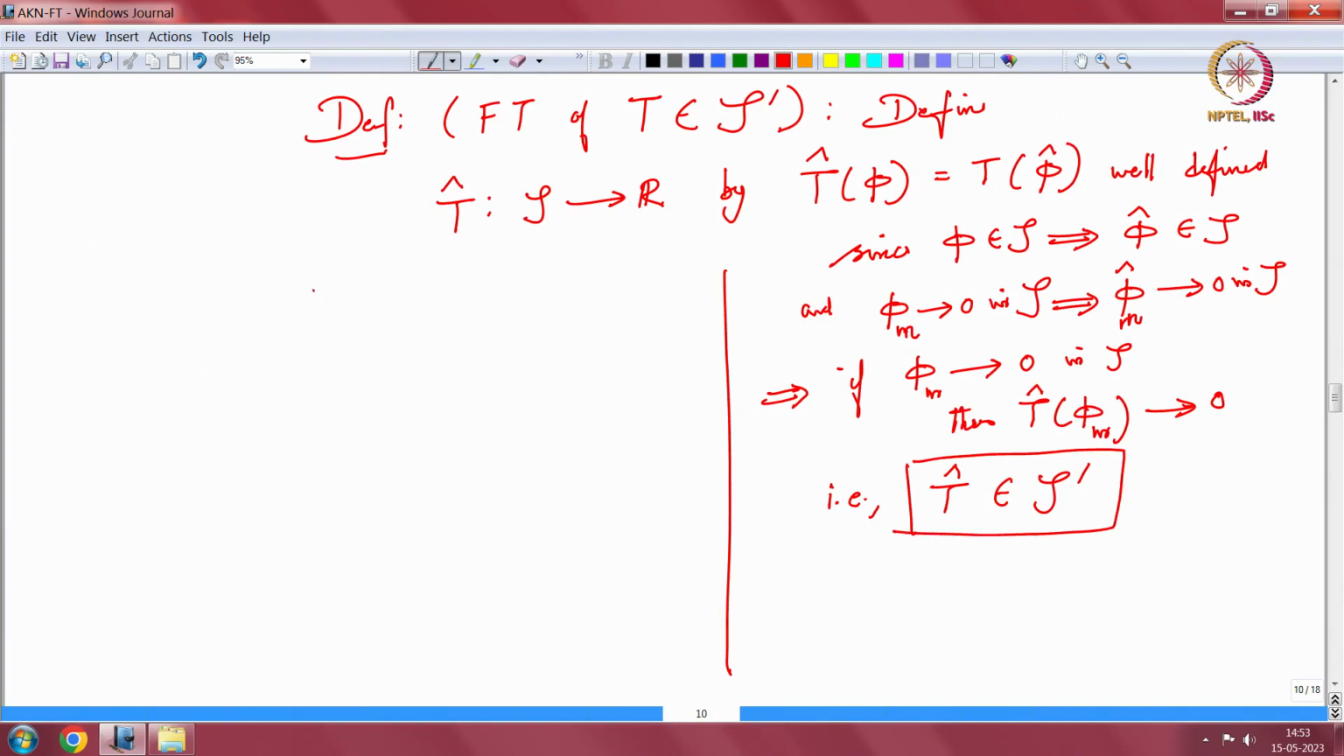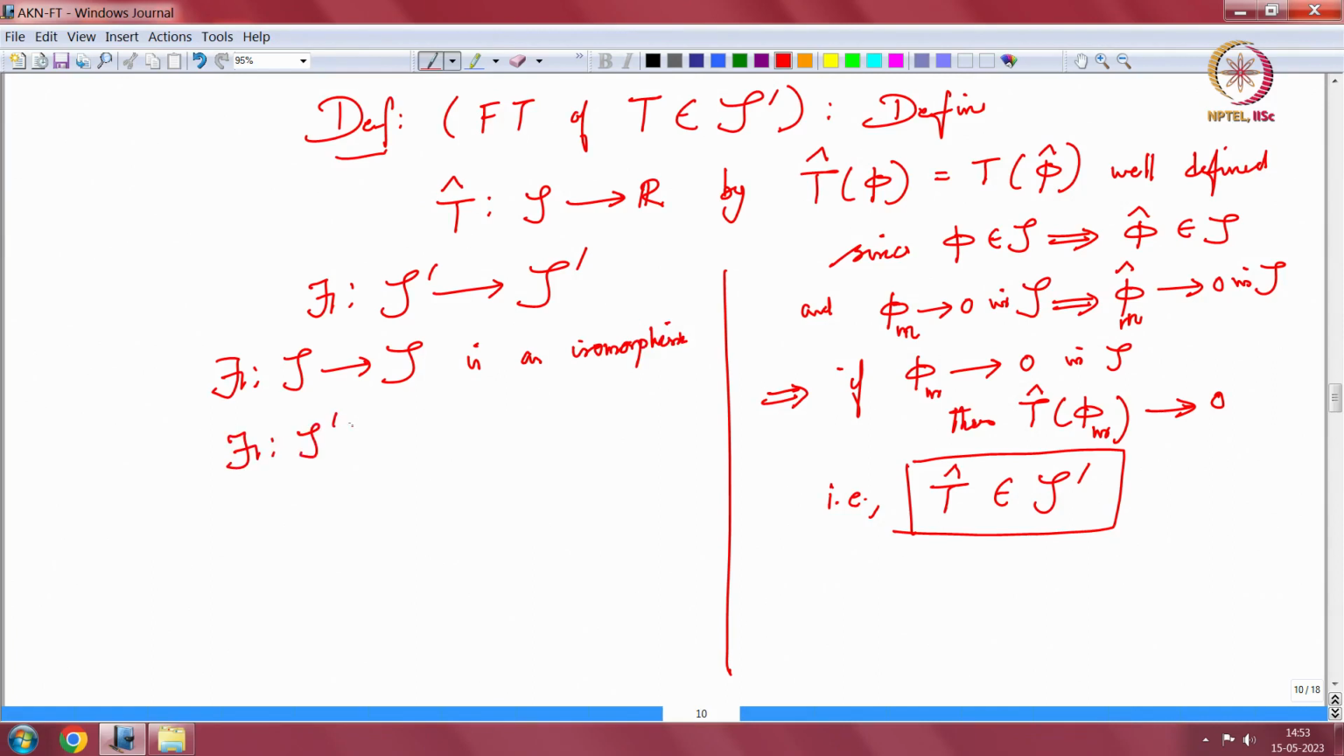So, the Fourier transform is a mapping, in fact a bijection. You already know that the Fourier transform F from zeta to zeta is an isomorphism, and F from zeta prime to zeta prime is a bijection. You have all these properties more or less free once you understand the Fourier transform from zeta to zeta.